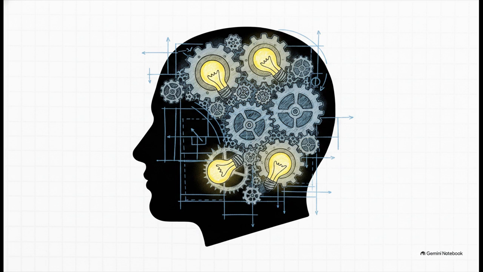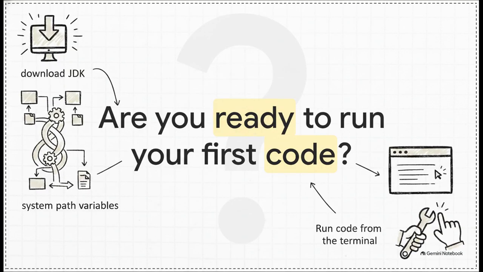True mastery comes from understanding the architecture, not just blindly memorizing the syntax. Knowing exactly how the JDK builds the code, how the JRE provides the libraries, and how the JVM translates and secures the execution. That gives you a massive advantage over developers who just don't know what's happening under the hood. So I'm going to leave you with a bit of a challenge. Are you ready to stop passively watching? It is time to apply these first principles.